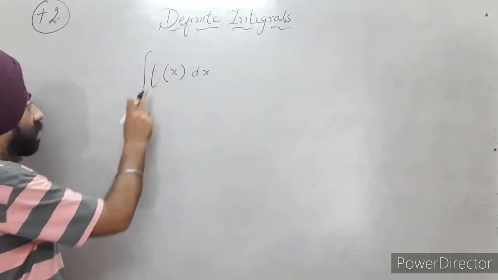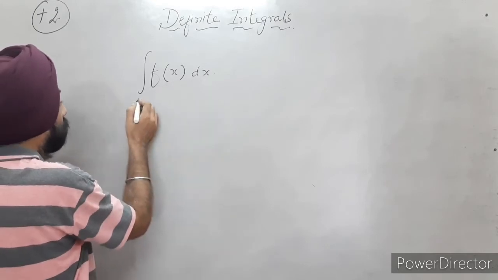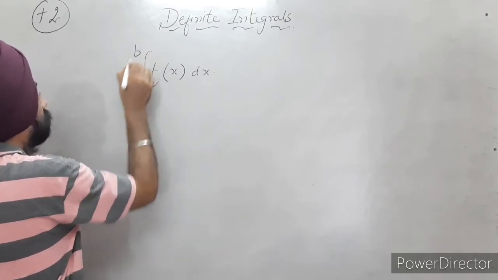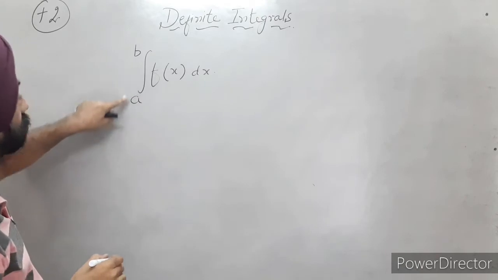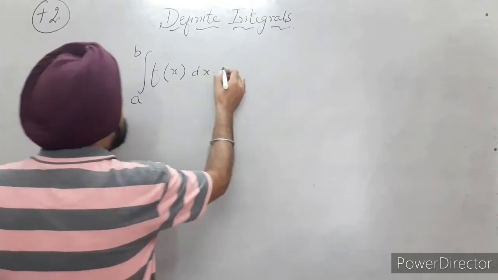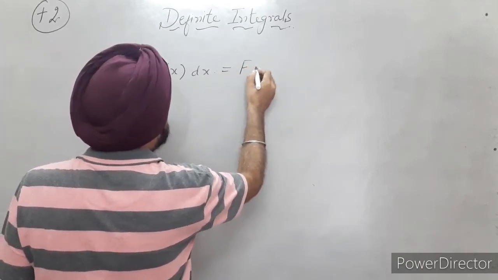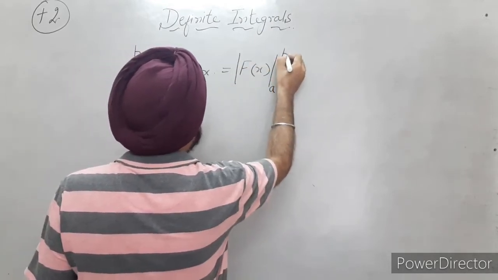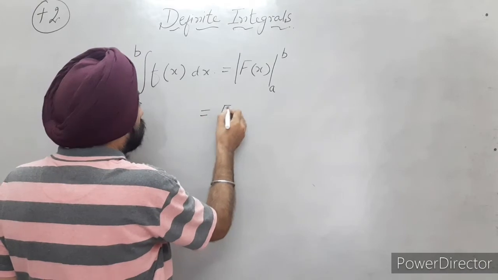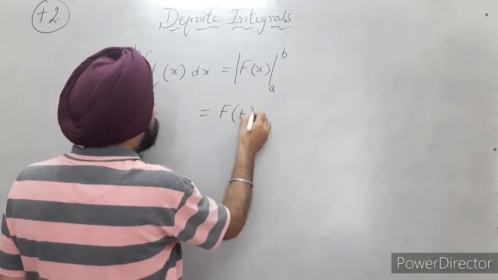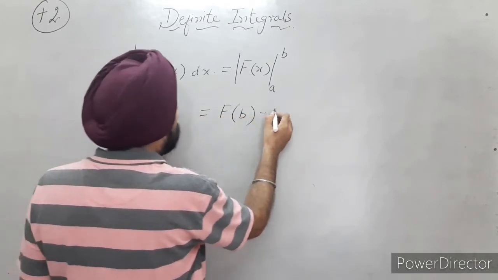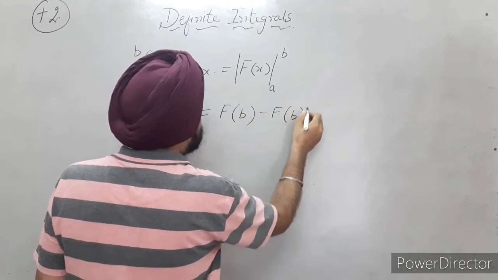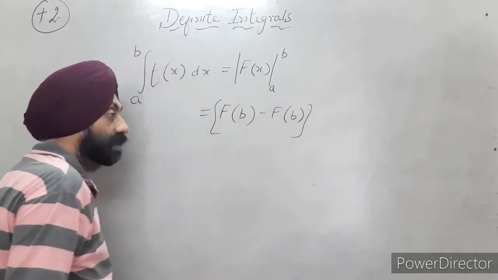Now suppose I integrate a function f(x) dx from a to b. This is the upper limit, this is the lower limit. I get the answer as F(x) from a to b, that is F of b, the upper limit, minus F of a, the lower limit. This is the result. This is the answer.